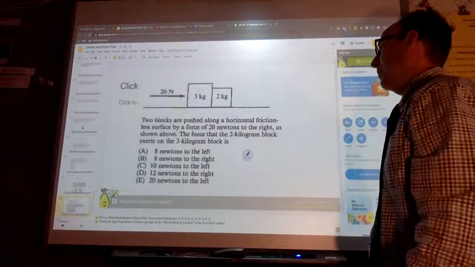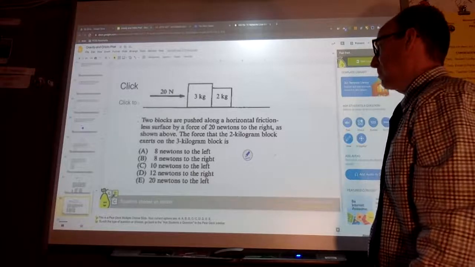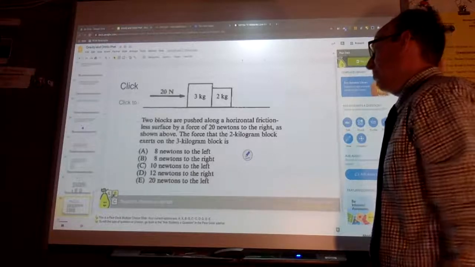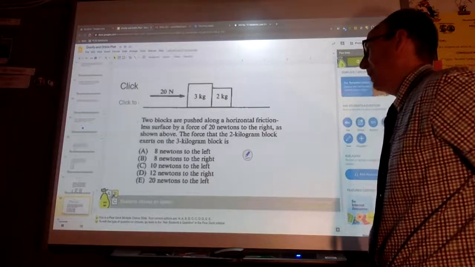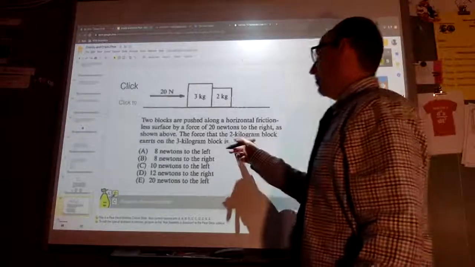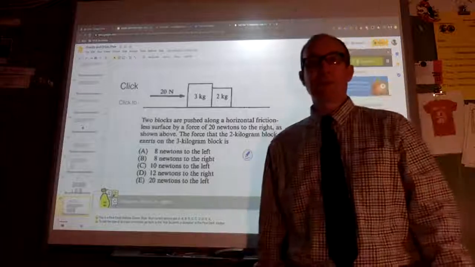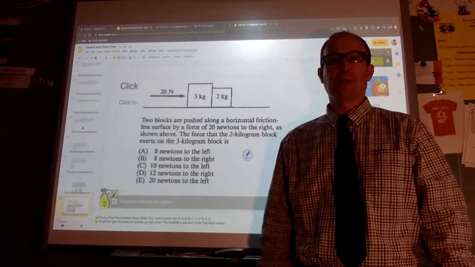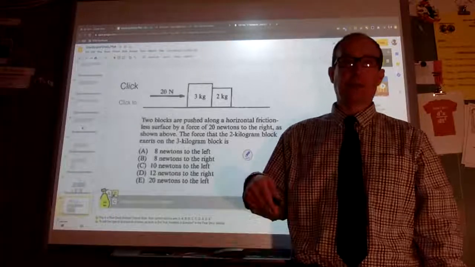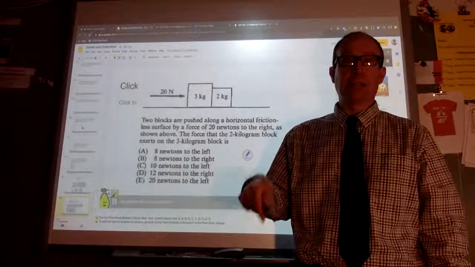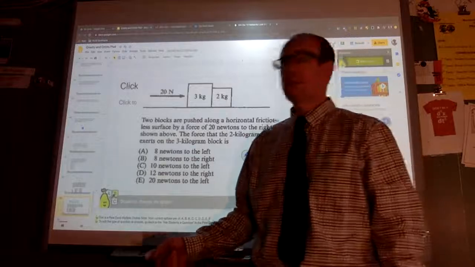Two blocks are pushed along a horizontal frictionless surface by a force of 20 newtons to the right, as shown above. The force the 2 kilogram block exerts on the 3 kilogram block is... We haven't covered that these internal forces are equal and opposite third law forces, but the amount that 2 kilograms pushes on 3 kilograms is going to be the same amount that 3 pushes on 2.